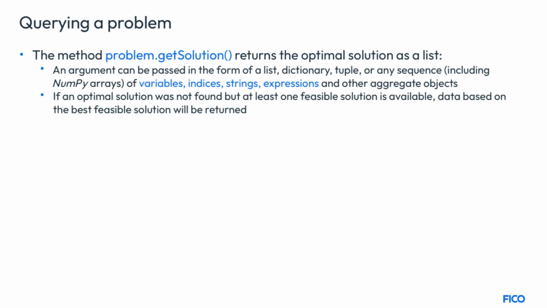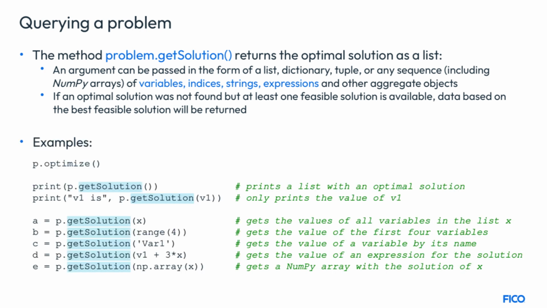After solving a continuous or mixed integer problem, the method problem.getSolution returns a list with an optimal solution. As an argument to the function, a list, a dictionary, a set, or NumPy array can be passed to select decision variables. In these examples, solution values are queried for a specific variable by passing its name or object, for an expression, and several variables are queried by passing a list. The full solution vector can be obtained if passing no arguments to the function. In case an optimal solution was not found but a feasible solution is available, these methods will return the same data based on the best feasible solution found.